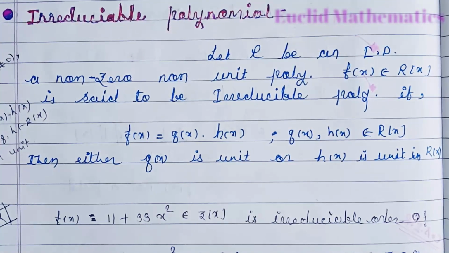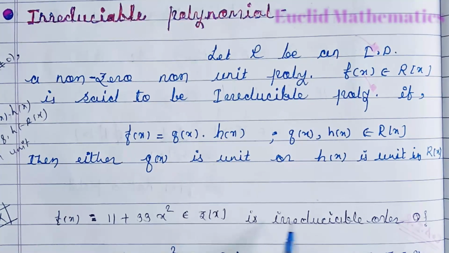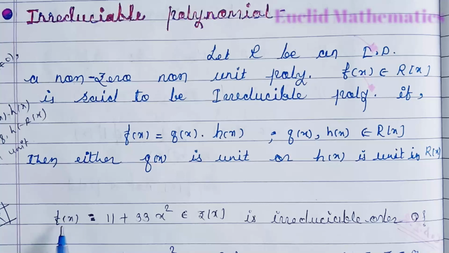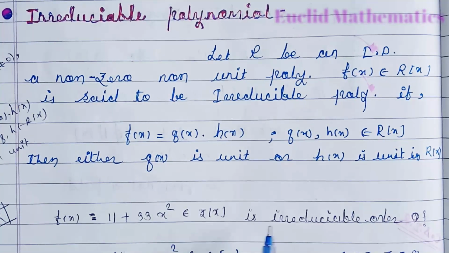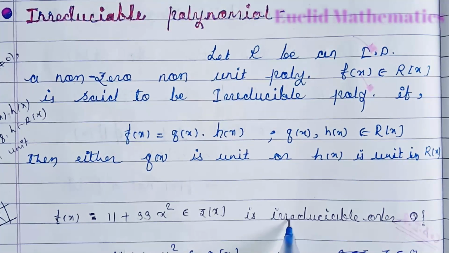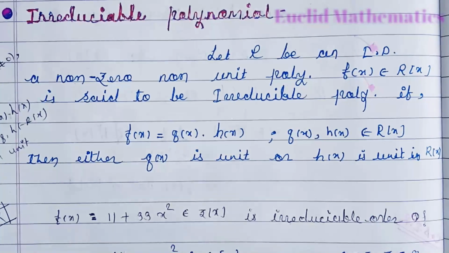Here we have the polynomial f(x) = 11 + 33x^2, which belongs to Z[x], the integer polynomials, meaning polynomials with integer coefficients. We have to check whether this polynomial, which belongs to Z[x], is irreducible over Q or not.